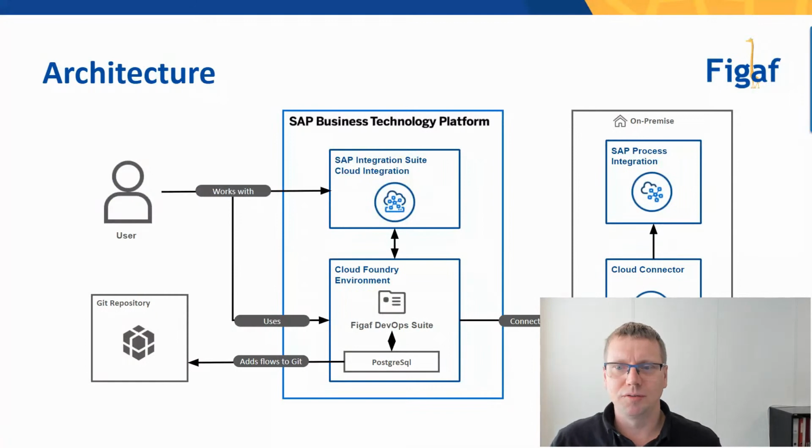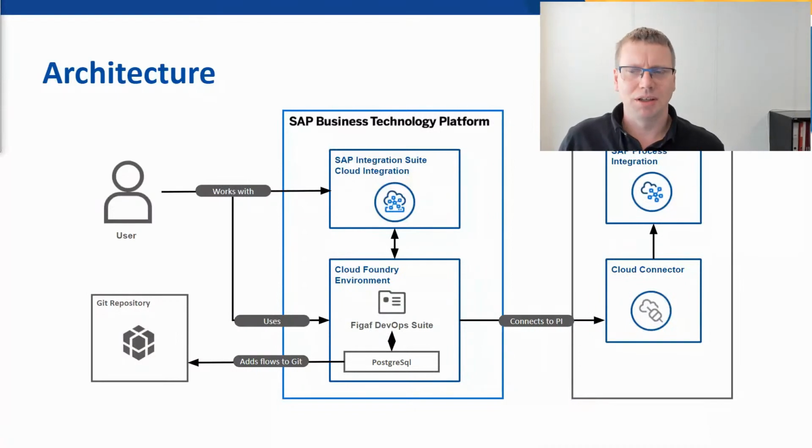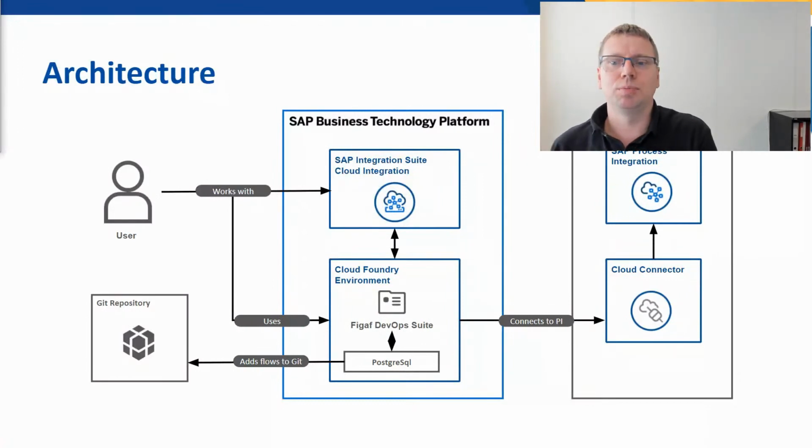So what is the Figaf platform and how does it work? It is a standalone Java application that you can deploy in your BTP in the Cloud Foundry environment. We created a guide on how to set this up. The idea is that you run this as a separate Cloud Foundry application that connects to all your CPI tenants. And it can also connect to your PI system, which is really useful if you're doing migrations. It would also have the same capabilities to handle transports, testing, governance of PI as you'd see today.